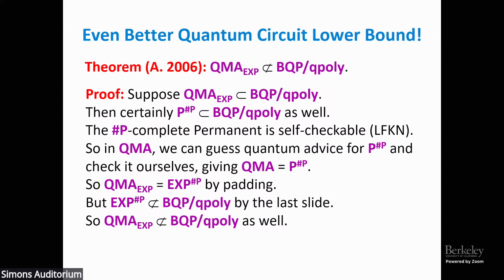Now, one example of a sharp P complete problem is the permanent of an n by n matrix. And the permanent has an extremely useful property in complexity theory, which is that it is self-checkable. Which means if someone hands you a circuit for the permanent, then you can actually check in polynomial time either that this circuit fails, or that it can be corrected to a circuit that computes the permanent on every input.